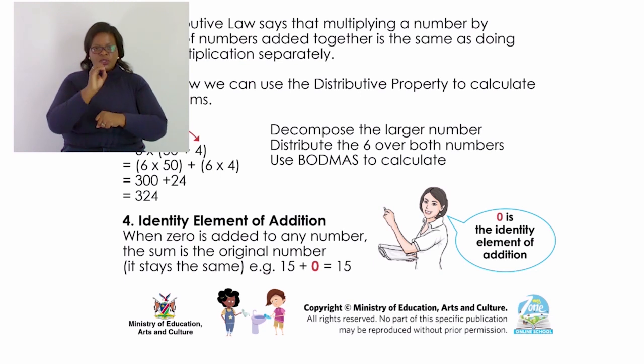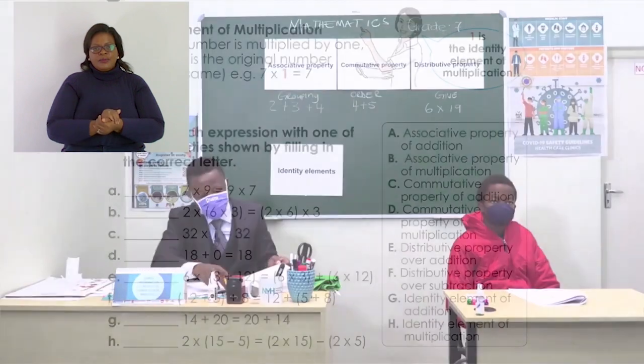To explain below number 4, when 0 is added to a number, the sum is the original number. It stays the same. For example, 15 plus 0 gives you 15. 0 added to a number, you get that number. Moving to page 14.